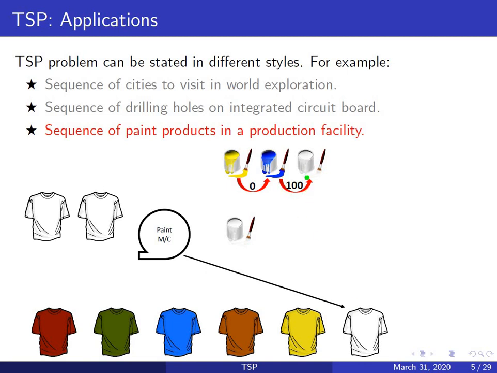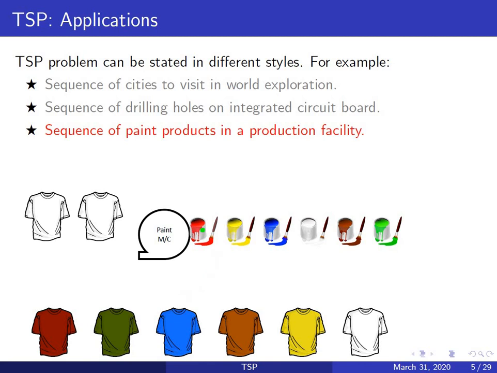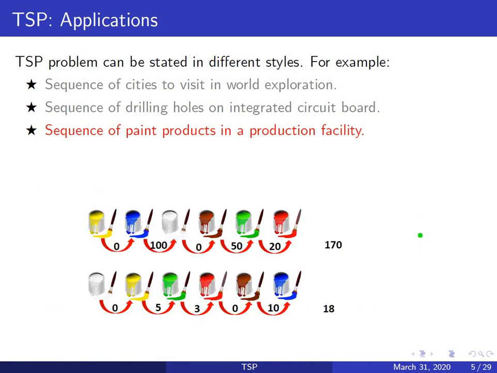And after so many scrap t-shirts, you will be manufacturing white color t-shirts. And once you are done with manufacturing the required amount of white t-shirts, you change the color. Again, once you are done with the required amount of t-shirts, you change the color. So as you see, the sequence of colors that you follow in the paint machine will give you some scrap t-shirts. For example, here you have the first sequence that you follow, you will end up with 170 scrap t-shirts.